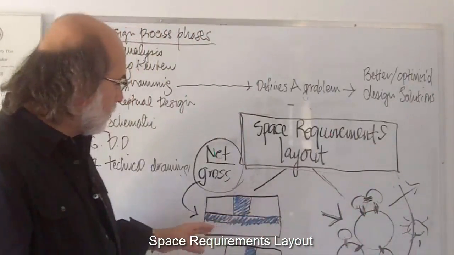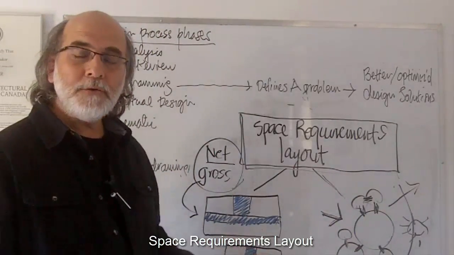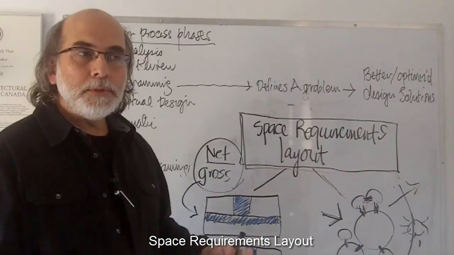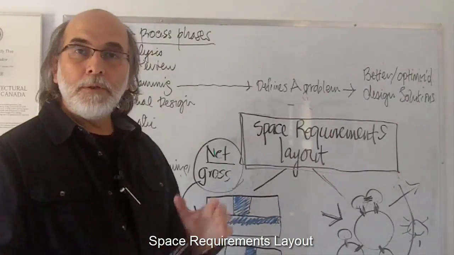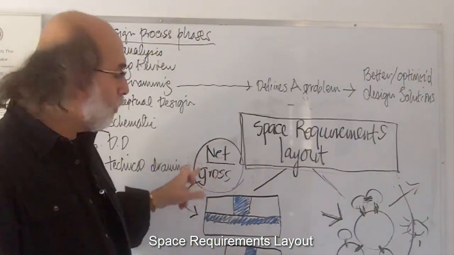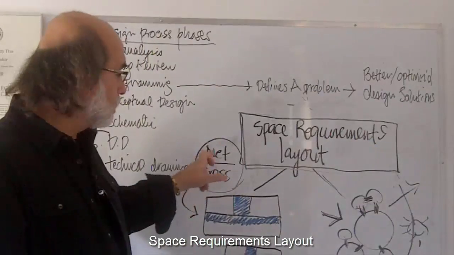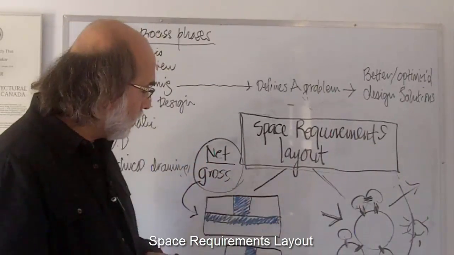And the other aspect is what we call the building efficiency. Now, building efficiency is normally dealt with by the architect, and it's very important. The building efficiency means the net area over the gross floor area. So the net floor area over the gross floor area.